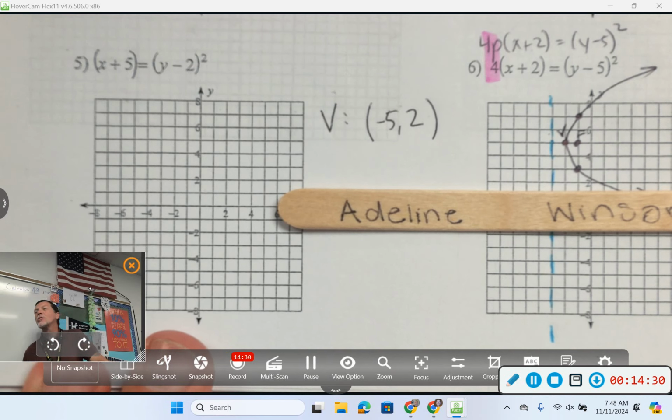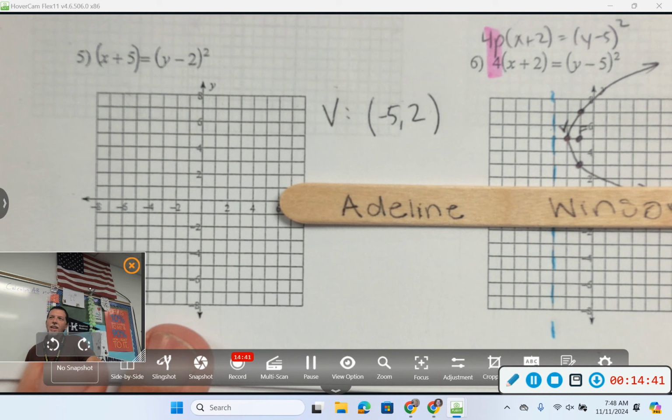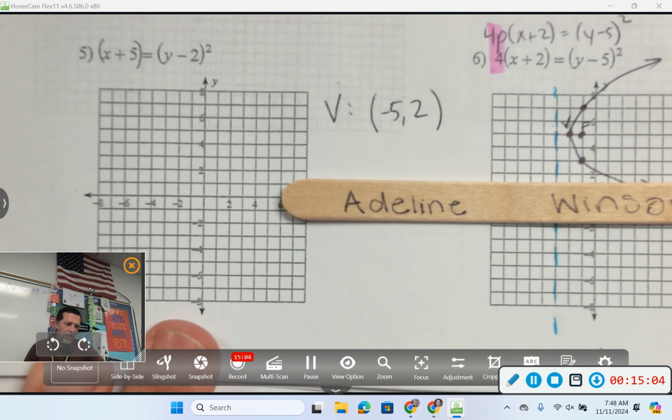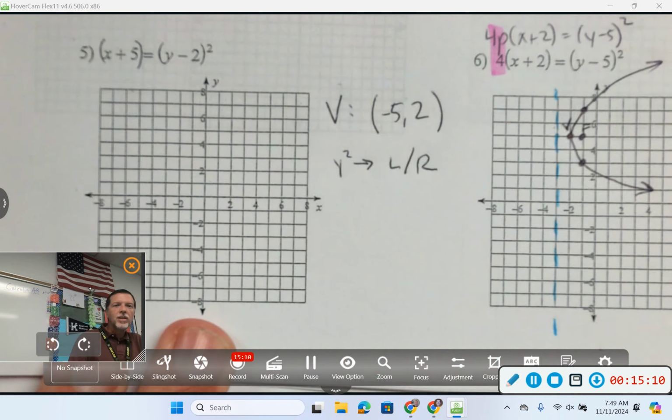Adeline, what direction is this thing going? And you can give me specific, or you can just tell me left, right, or up, down. Let me back up. Which term is squared? Okay. And for our normal parabolas, what we think of as normal parabolas, usually x is squared. So if y is squared, what does that mean? Perfect. Y squared tells me that this is a left-right parabola.